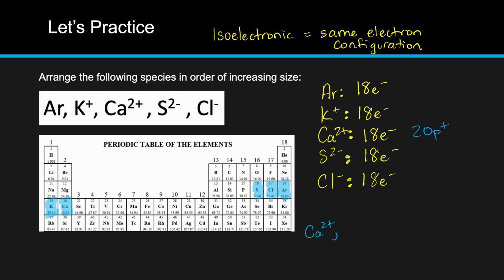Then we go to potassium with 19 protons. That's going to be a little bit bigger than our calcium ion. Then we go to our neutral element of argon. I'm so sorry, that's supposed to say protons. So argon will be our neutral baseline here. Then we have chlorine with 17 protons. And then our largest, with the least amount of protons, is going to be our sulfur ion. And that would be our answer.